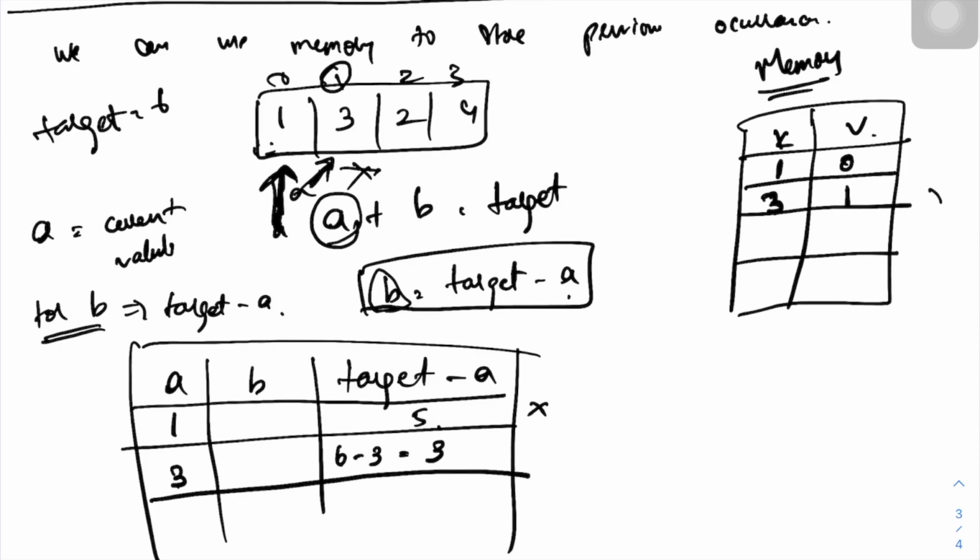Now I will increment my a to the second location. What's my value at the second location? It's 2.